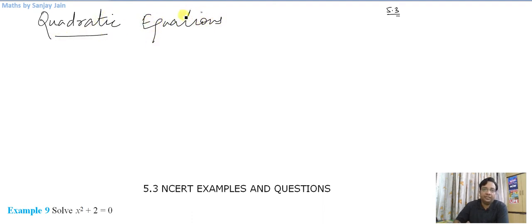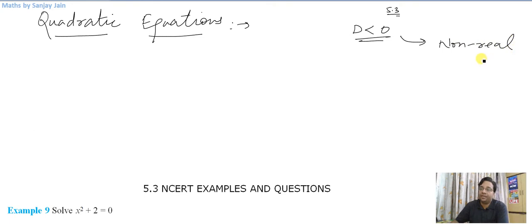We have done this topic in class 10th also, but when we solved quadratic equations and we got discriminant less than 0, we used to say that it has got non-real roots and we would have left it at that, right? But now that we know about complex numbers, we will write those non-real roots or imaginary roots in terms of iota, right? This is what we are going to do in this chapter.